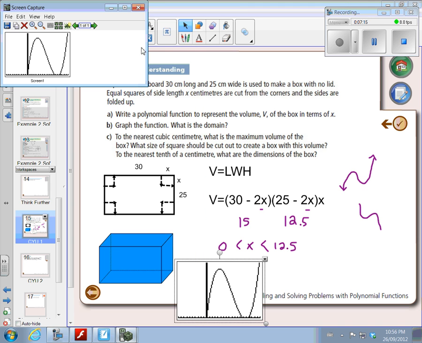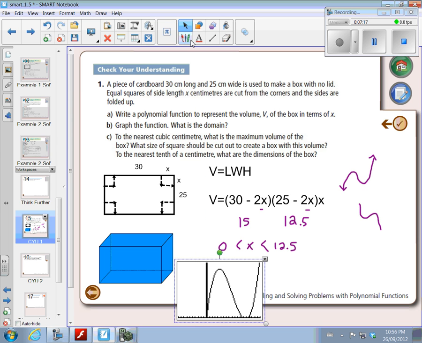Okay, so for part C, let's write that in here. It's roughly 4.5, and remember that's x. X is 4.5, and the Y value in this case was the volume. So V, the maximum volume, turned out to be 1512.